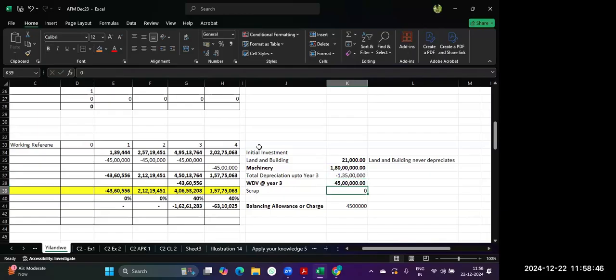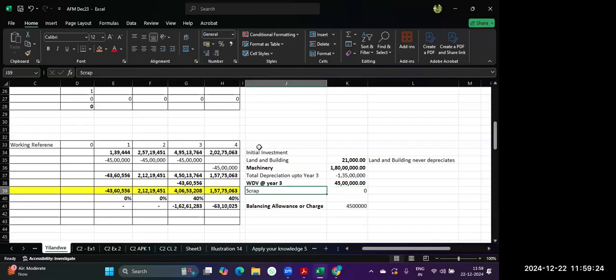Is there a scrap value? No. And how much are you selling it for? It's not given. Your asset value is 4.5 million, but you're getting zero money for that. So is it a profitable situation or a loss situation for you? Loss. That means it's a balancing allowance or a balancing charge. Balancing allowance. That means you need to reduce your profit to that extent.